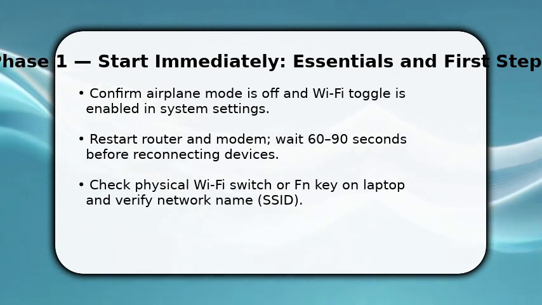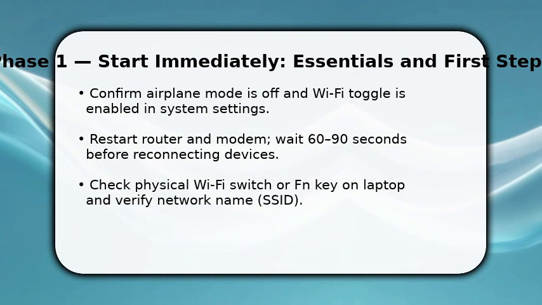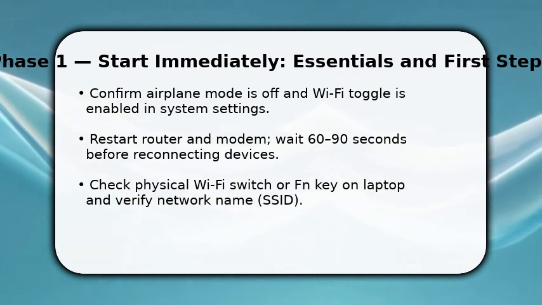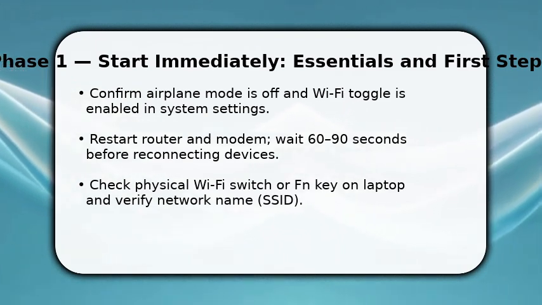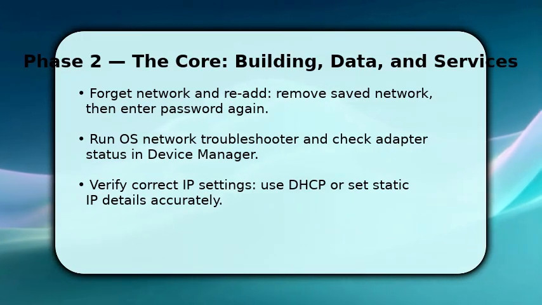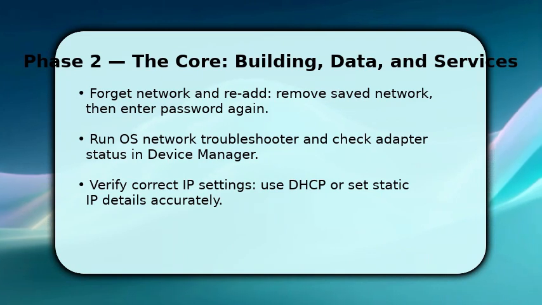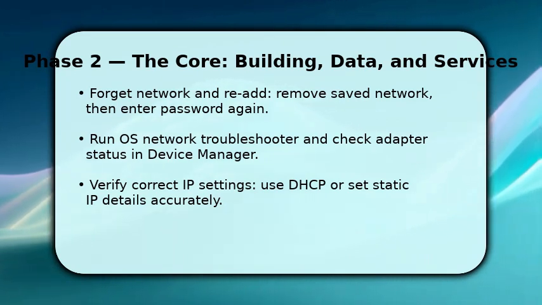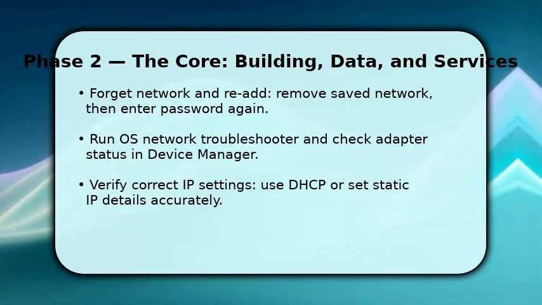Finally, inspect any physical Wi-Fi switch or FN key on the laptop. If it's off, enable it, and confirm the SSID you plan to join is visible. Once done with basics, forget the network and reconnect so credentials and cache settings reset. This resolves many authentication or IP conflicts.